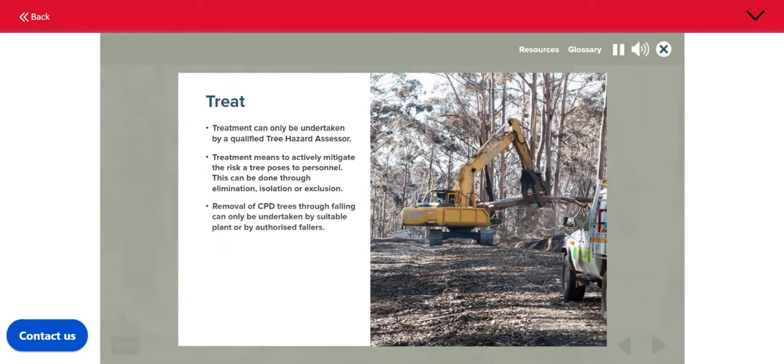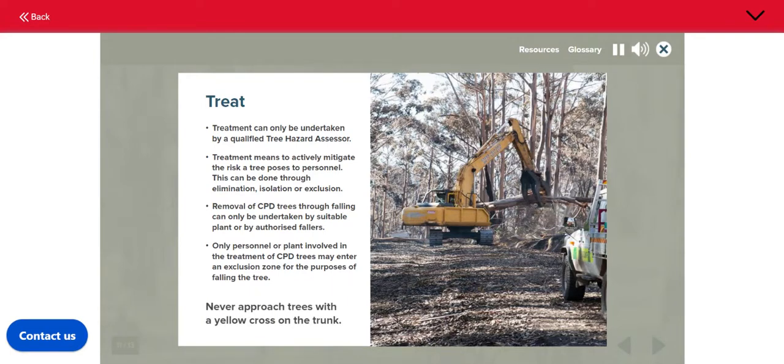Removal of CPD trees through falling can only be undertaken by suitable plant or by authorized fallers. Only personnel or plant involved in the treatment of CPD trees may enter an exclusion zone for the purposes of falling the tree. Never approach trees with a yellow cross on the trunk.